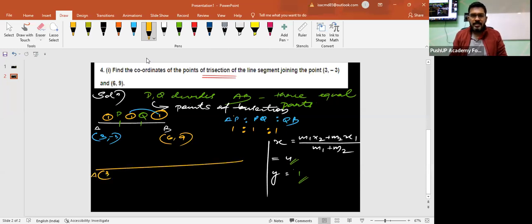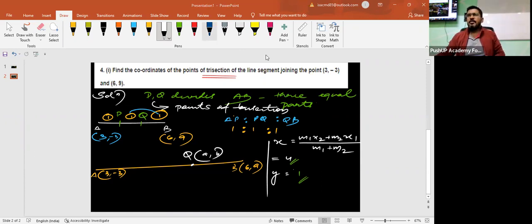A whose coordinates are 3, -3. B whose coordinates are 6, 9. And here is your point B. Let me assume the coordinates of point Q as a, b. Not B, children. Point Q. Okay, this is point Q. So this is your point Q.